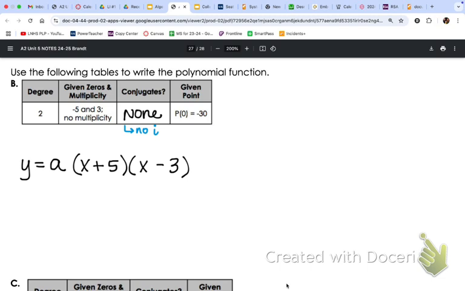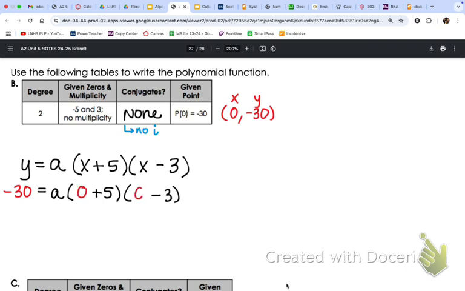Okay, and then here's the part that's a little bit different today. The point that you are going to use is, it says p of 0 is negative 30. That means when I plug in x as 0, I get out a negative 30 for y. So this is an x, y coordinate. You're going to take those numbers and plug them in. So in place of y, you put negative 30. And then we'll keep the rest of this the same, is equal to a. Well, kind of. We're going to plug in for x as well. But let me write this in black first, and I'll go back. Okay, and then the x is 0.